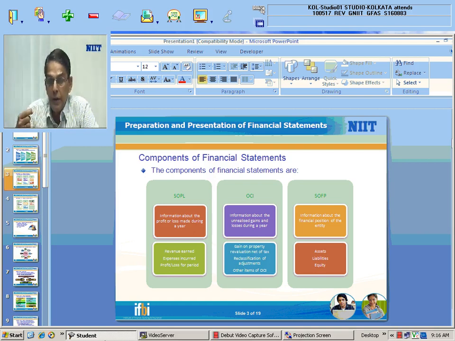So, gains on property revaluation, gains on asset revaluation, etc. will be reflected in the other comprehensive income, as information about the unrealized gains or losses during a year. So the expenses and incomes that do not go to the statement of profit and loss will be reflected in the other comprehensive income. All incomes or expenses may not go to the statement of profit and loss. There are certain incomes or expenses which will instead be reflected in the other comprehensive income.